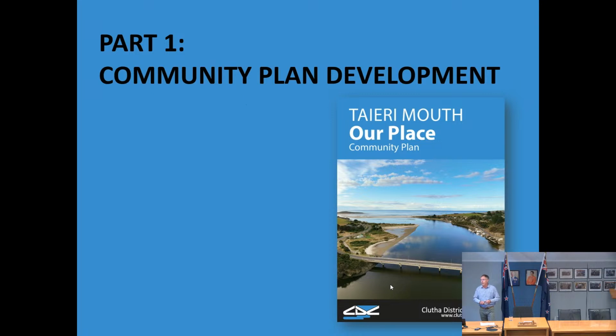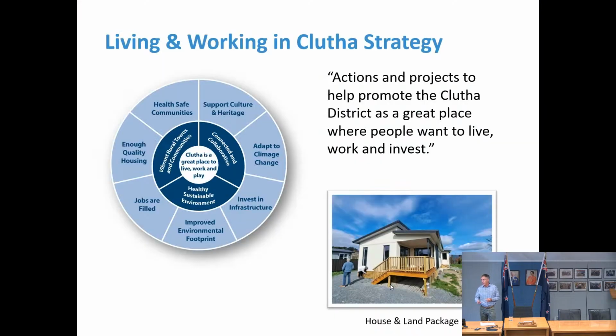So first part. What is an Our Place plan? Where did they come from? How did we create them? The process goes right back to I think 2015, and at that point, the district council made a conscious decision that they were going to try and turn around some of the negative economic conditions and the declining population that was in the district at that time.